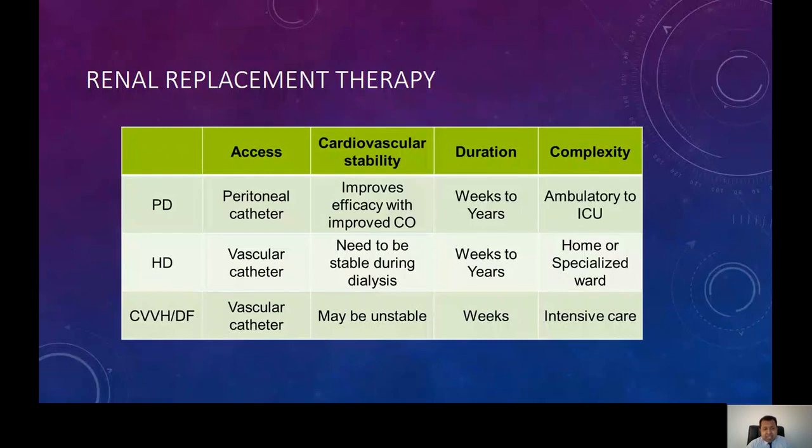Therefore, as I mentioned in this very simple table, there are different aspects to peritoneal dialysis, hemodialysis, and CRRT, and you need to choose the best for the particular child. You have to look into a lot of aspects and decide what is going to be the best for the particular child.